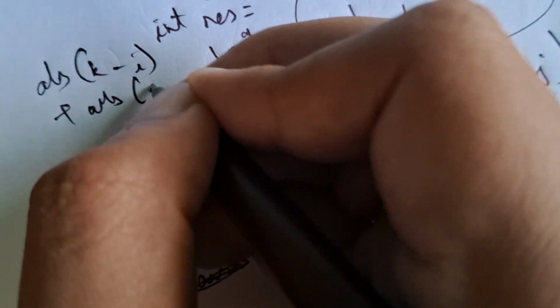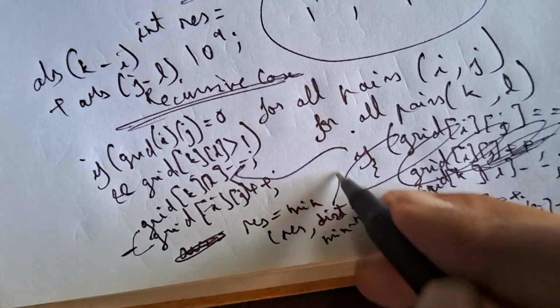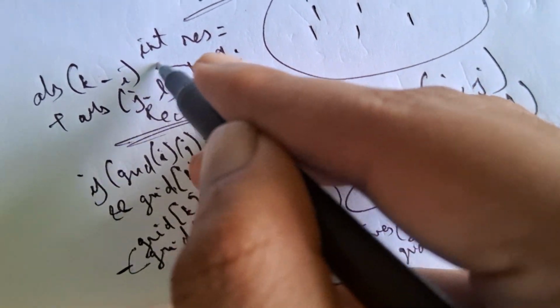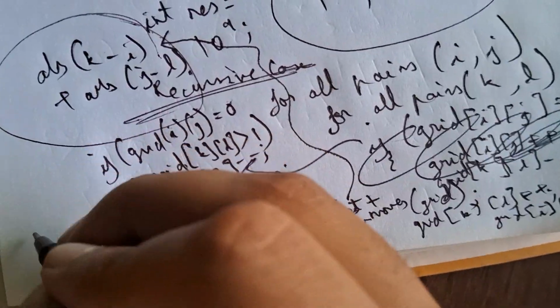So how are you going to find the distance? The distance is nothing but the absolute value of k minus i plus the absolute value of l minus j. This is the formula for the distance. Once you're done with this, you have to return result.